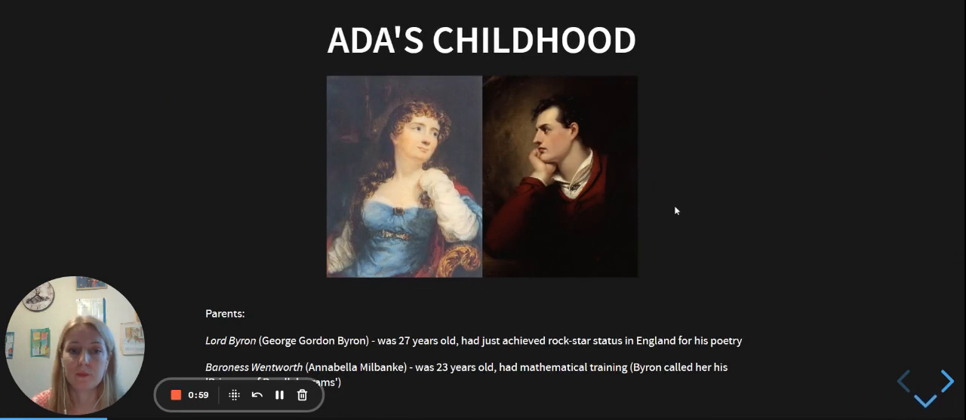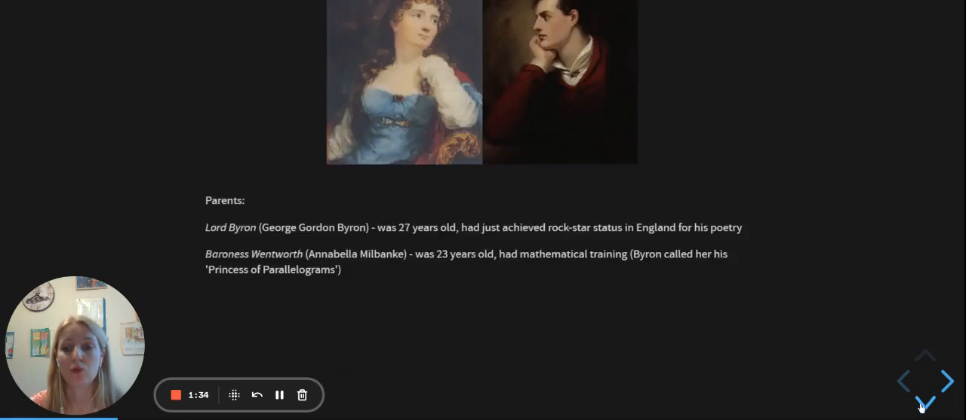Ada Lovelace, or Ada Byron, was born in London on the 10th of December in the family of Lord Byron and Annabella Milbank. Her father, Lord Byron, or George Gordon Byron, was a 27 years old poet, and he had just achieved rockstar status in England for his poetry. Her mother, Annabella Milbank, was a 23-year-old heiress committed to progressive causes.